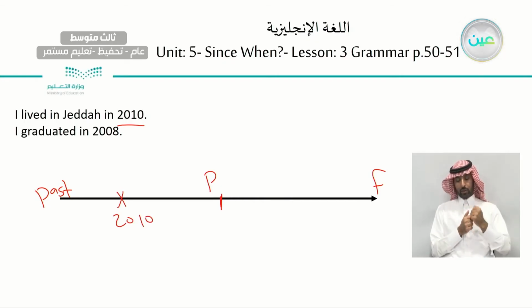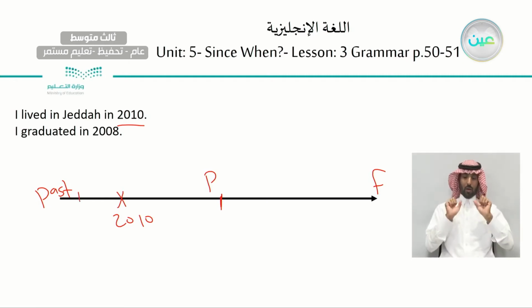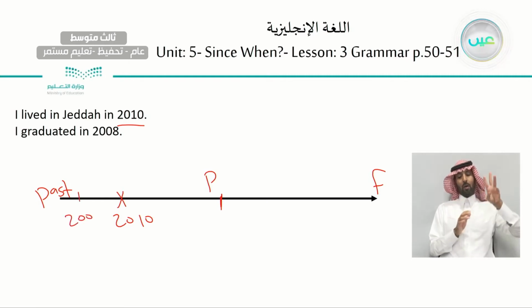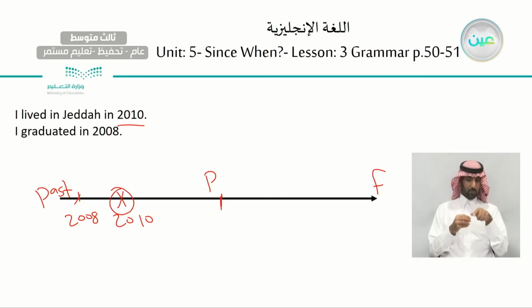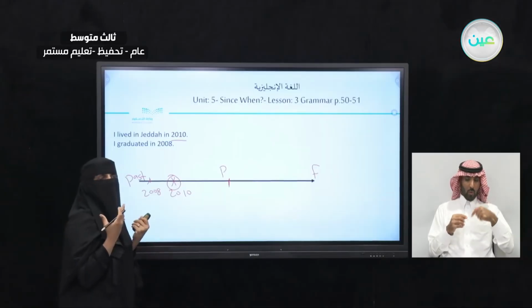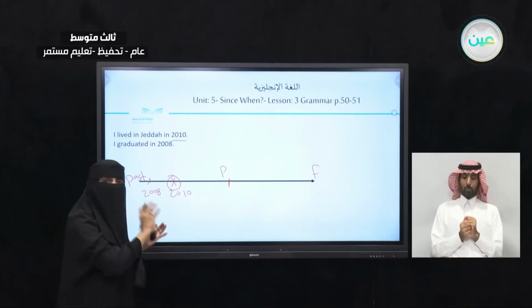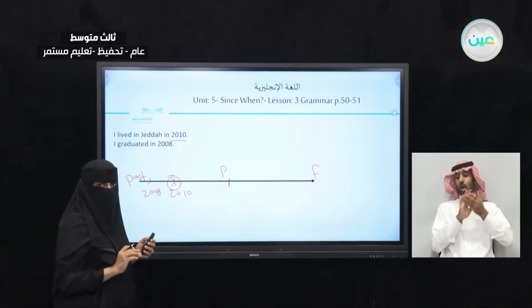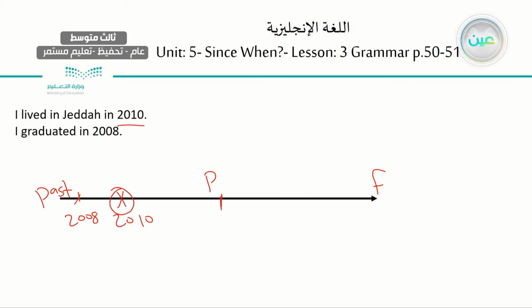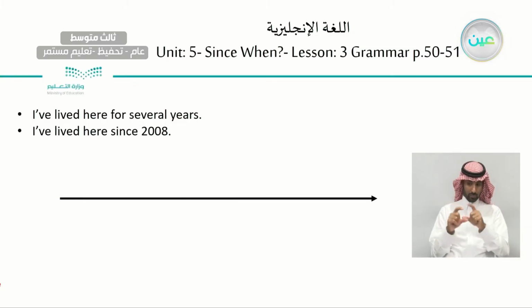And also I have another sentence. I graduated in 2008. So in 2008, I graduated. This is another action. The X here is just to let you know that the action happened in the past and we know when it happened.